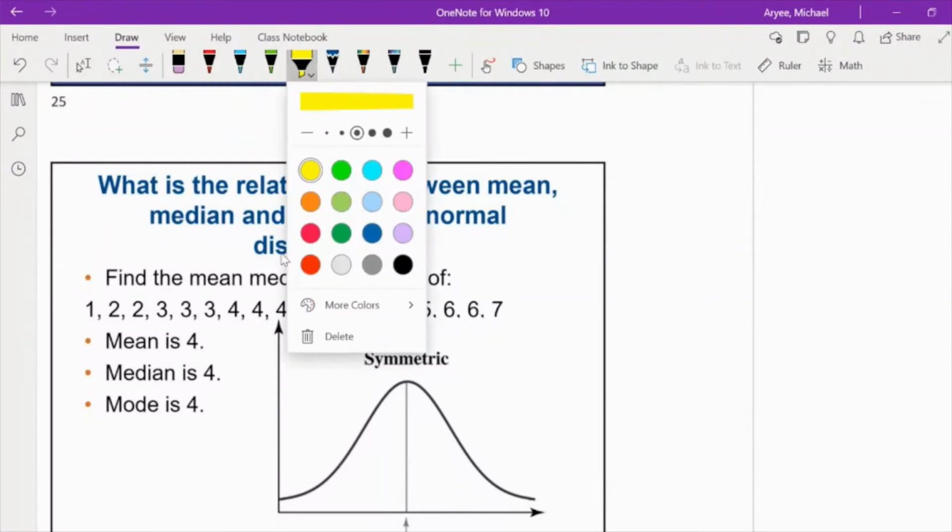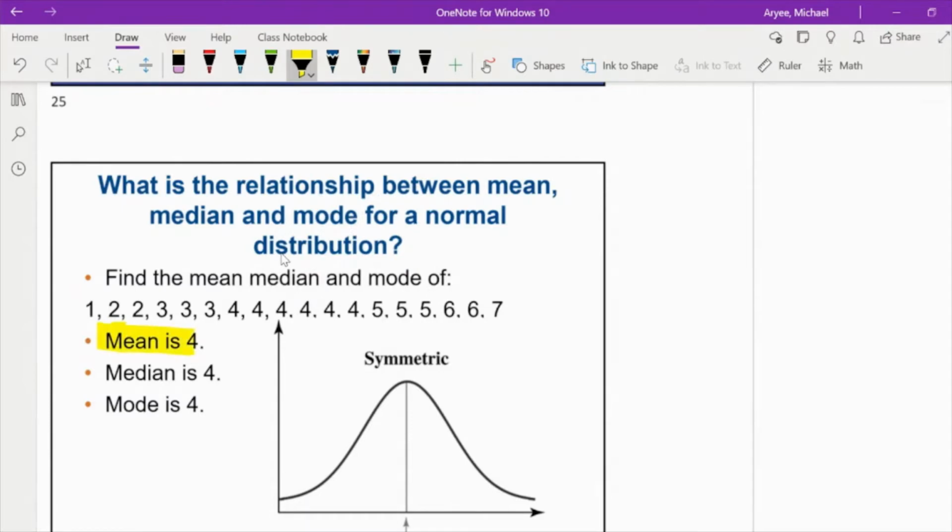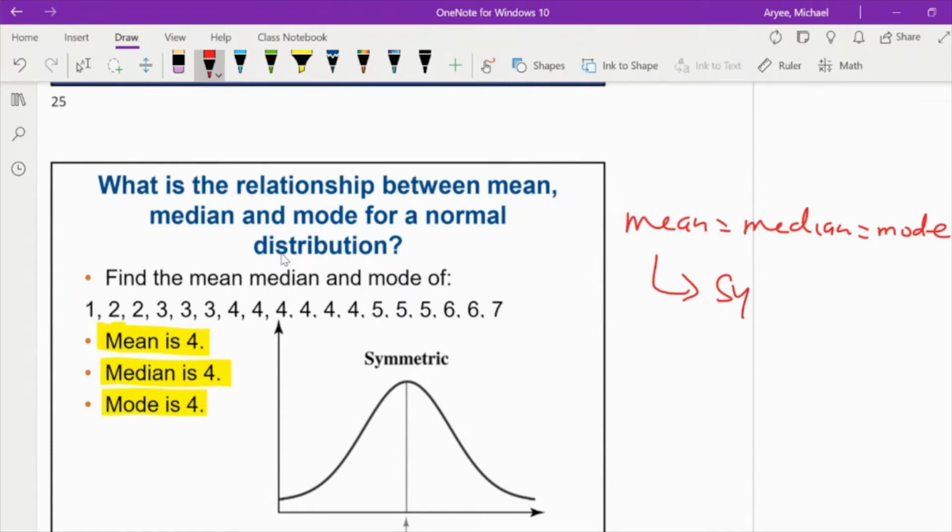All right, let's say they tell you the mean of something is 4, the median is 4, the mode is 4. So we know that here the mean is equal to the median is equal to the mode, right? So we can conclude that this distribution is what? Symmetric. The distribution is symmetric, maybe bell-shaped, something like that.